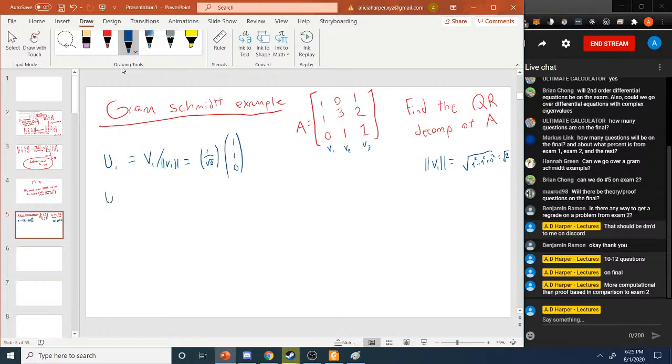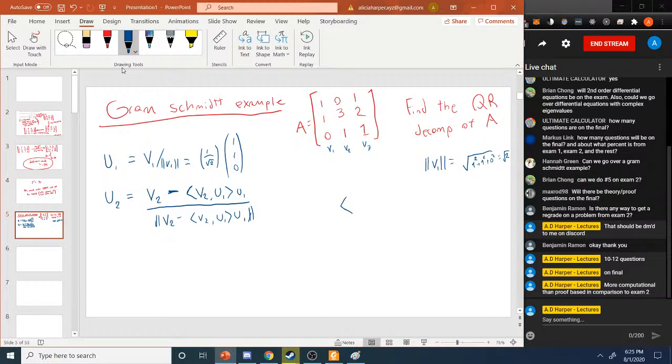And now, according to Gram-Schmidt, U2 is going to be equal to V2 minus the scalar or the vector projection of V2 onto U1, so this quantity, divided by its magnitude, or its norm. So the first thing we have to do is compute what this vector is, then we have to compute its length.